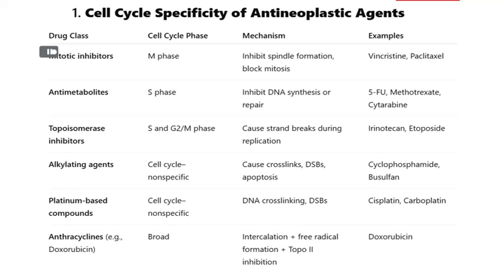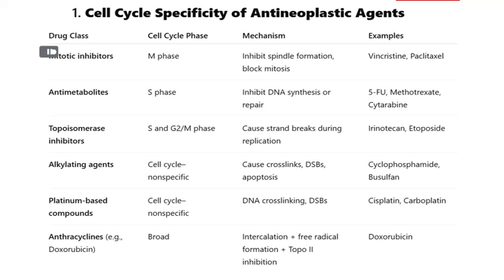Is it correct to assume that antineoplastic medications that act only during mitosis or only during new DNA synthesis are less toxic to non-tumoral cells than antineoplastic agents that can cause double-stranded DNA breaks, like alkylating agents or platinum-based compounds?